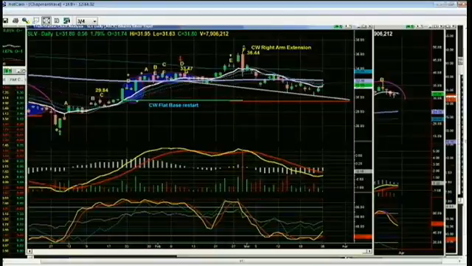I would even say that if it closes under today's low of 31.63, it better quickly start moving up. Otherwise, you could just get out of the position. But I like what's happening in the 120-minute chart. I like what's happening in the daily.